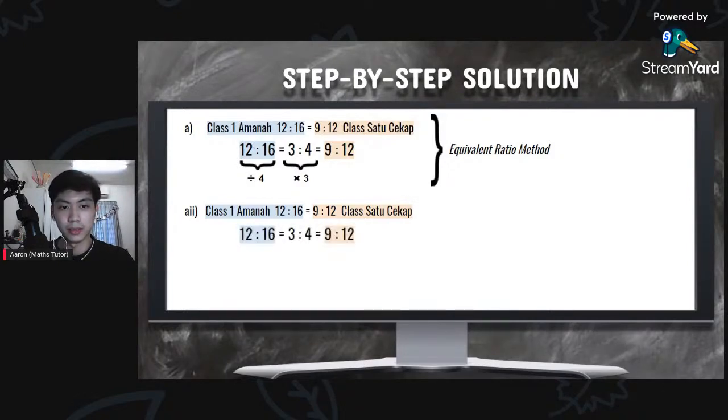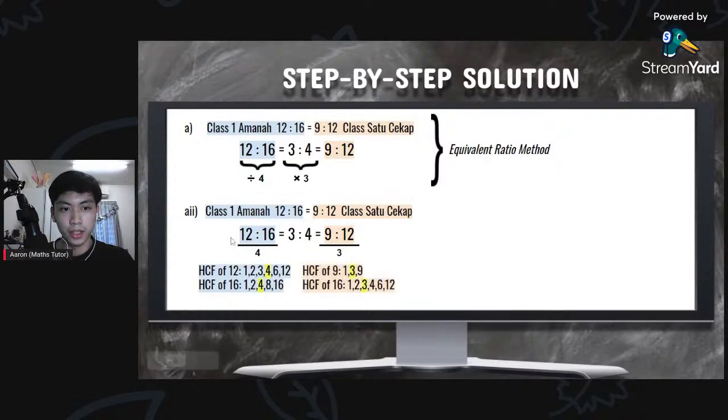A second method here is called the HCF and LCM method. It's the same thing. You write down the ratio first, 12 ratio 16, and then we find the highest common factor of these two numbers.